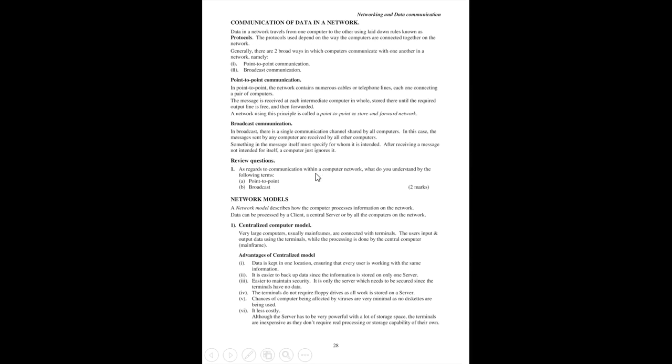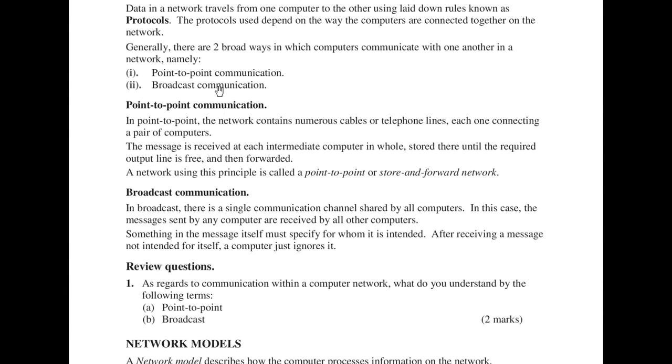Then we also now can go to the next point. We can look at communication of data in a network. So you can talk of point to point. You see now we have point to point communication and the broadcast communication. In point to point, the network contains numerous cables or telephone lines, each one connecting a pair of computers. The message is received at each intermediate computer in whole, stored there until the required output line is free and then forwarded. A network using this principle is called point-to-point or store and forward network.